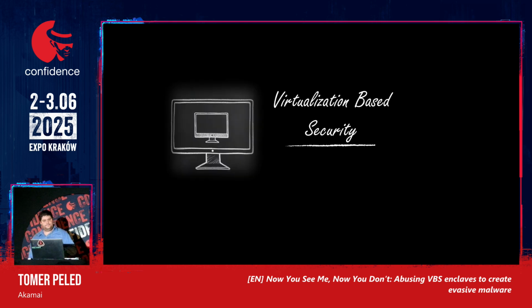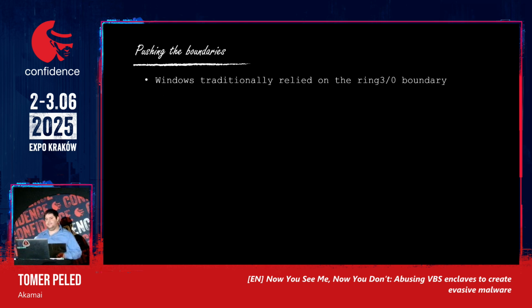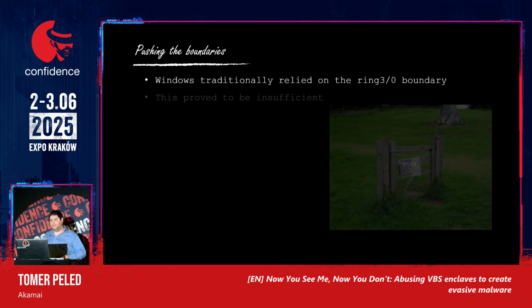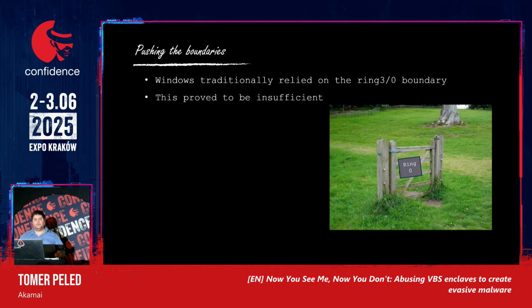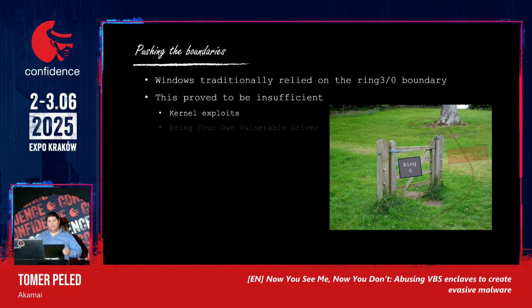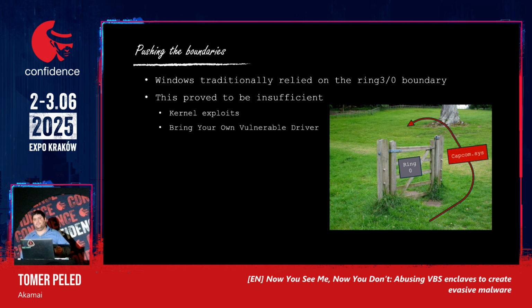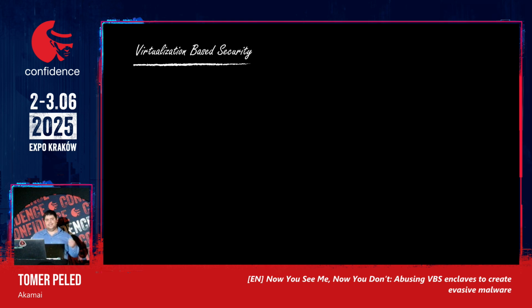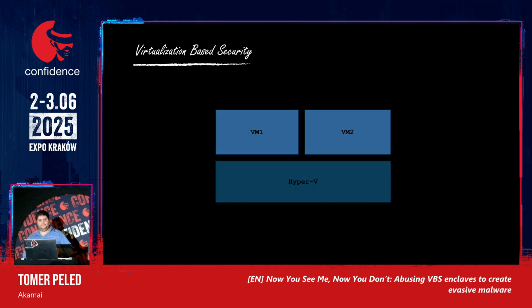So let's begin. In the past, Microsoft used to rely on the ring 3 to ring 0 security boundary. But this proved to be very ineffective, because a lot of attackers and other researchers found a lot of exploits around the security boundary. Moreover, attackers found out that they can actually bring their own vulnerable driver in order to bypass the security boundary. So a solution had to be created, and this leads us to Hyper-V.